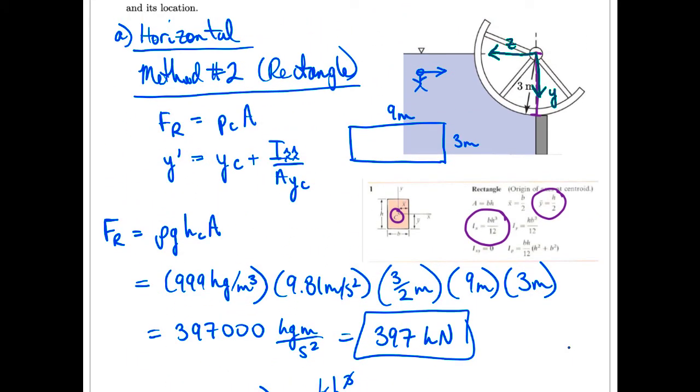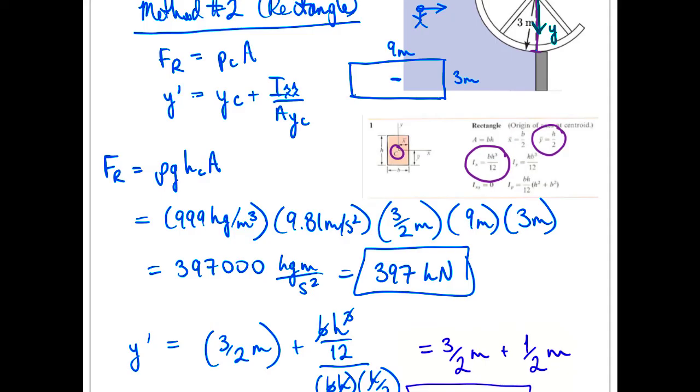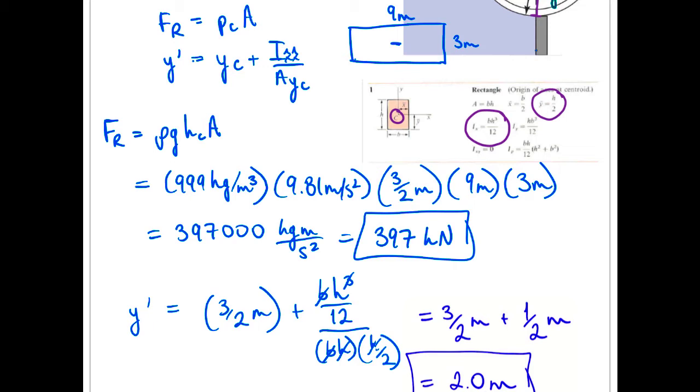I'll just do a quick check here to make sure it seems correct. On a rectangle with a height of 3 meters, we know the centroid would be at the middle here. Based on my coordinate system, y starts from the top right here. And I know my forces at the bottom are greater because my pressure is greater, so I expect my location to be lower than that centroid point. We look here, it's 2 meters, which is definitely lower than halfway, which is of course 1.5 meters. So that all makes sense.